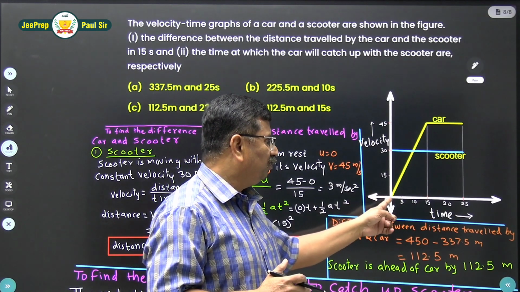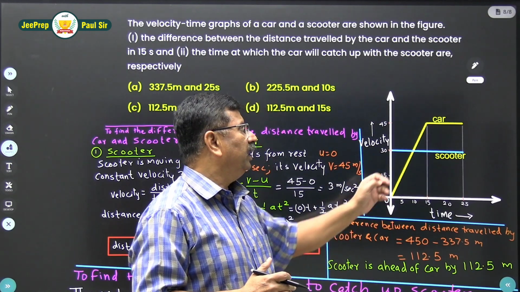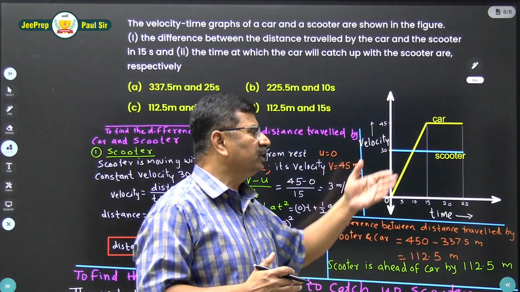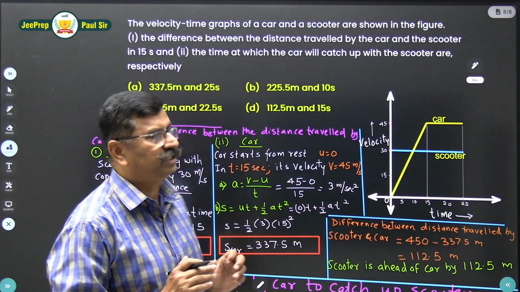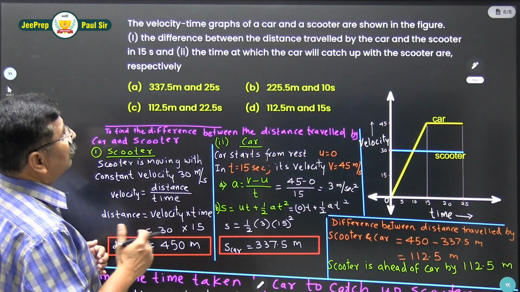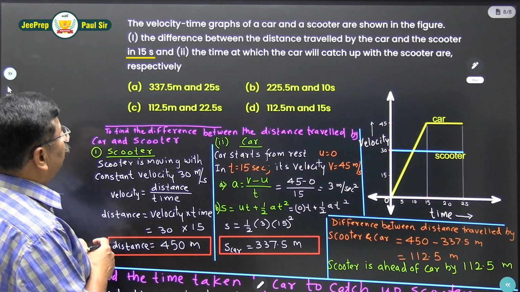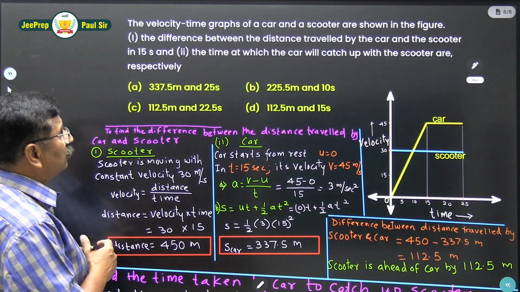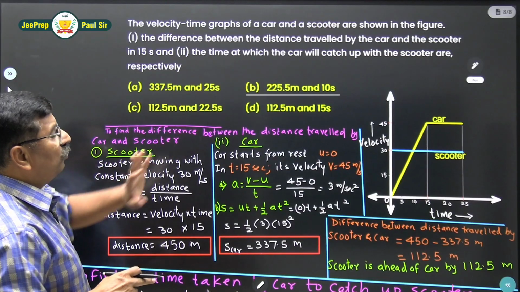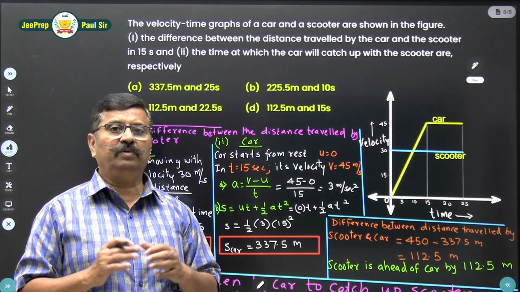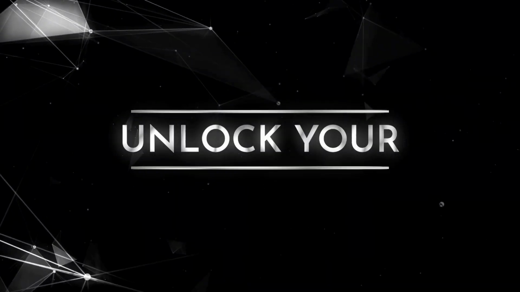Here car starts from rest, that is from 0, and reaches 45 meter per second in first 15 seconds, while scooter is traveling uniformly with 30 meter per second. So what we want to find out is the difference between the distance traveled by the car and the scooter in 15 seconds and the time at which the car will catch up the scooter. These are the four options that are given to us. Now let's see what is the methodology of this problem and what to actually find.